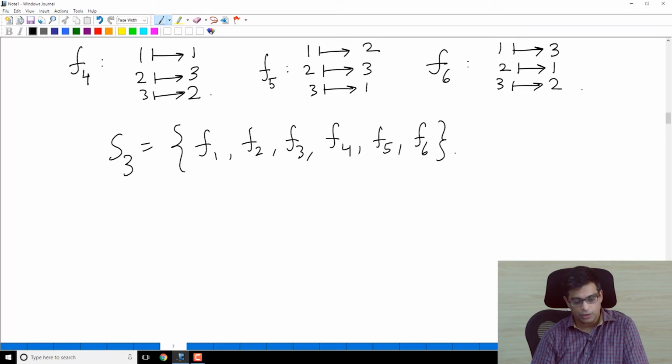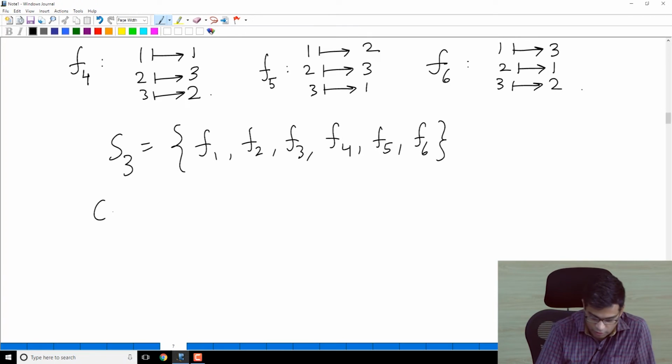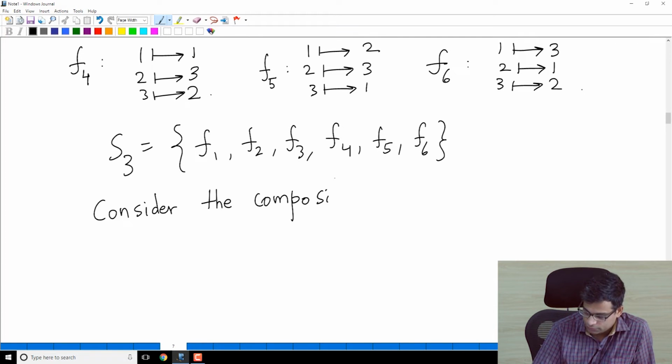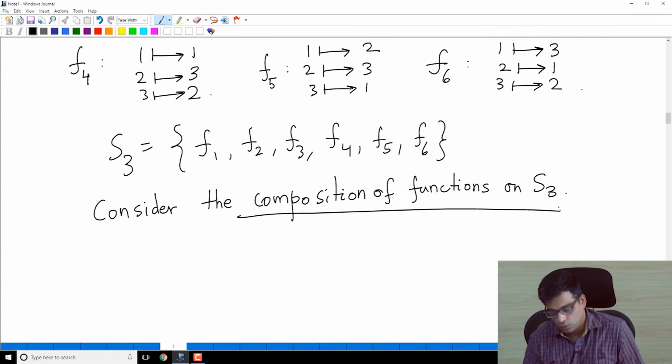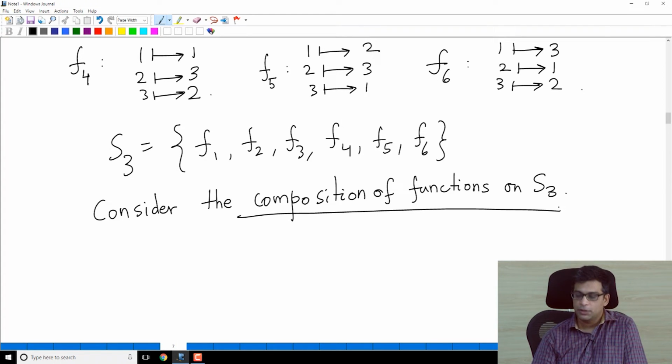There is an obvious candidate to do this. We have all learned in school, if you take two functions, we can compose them. In this case, because the domain and codomain are the same, we can always compose any two functions. So, consider the operation composition of functions on S3. If you take two bijective functions and compose them, you get another bijective function. So, it must again be in S3.